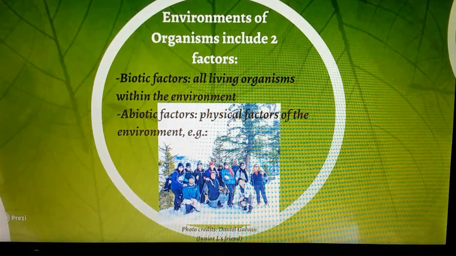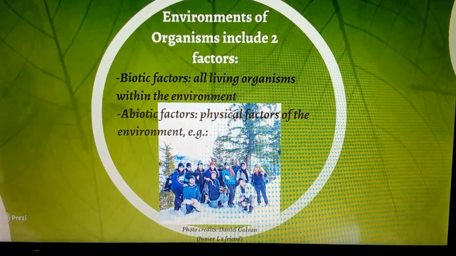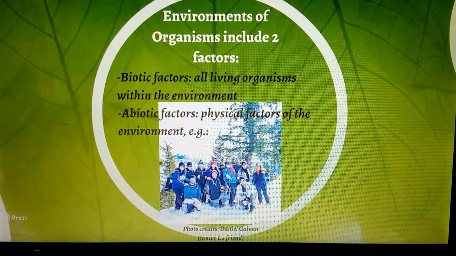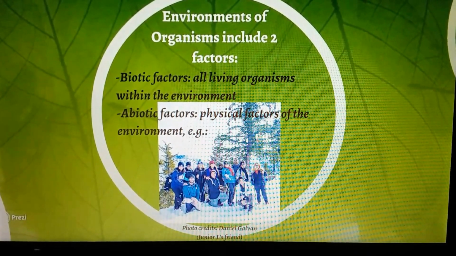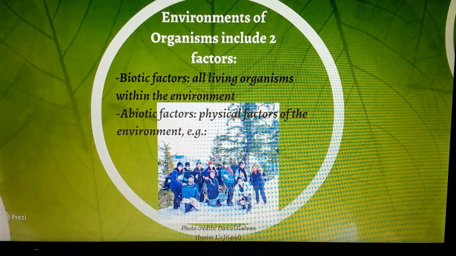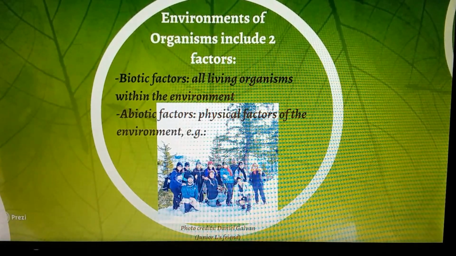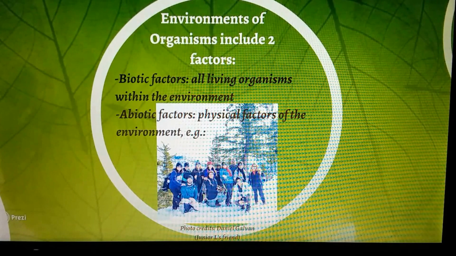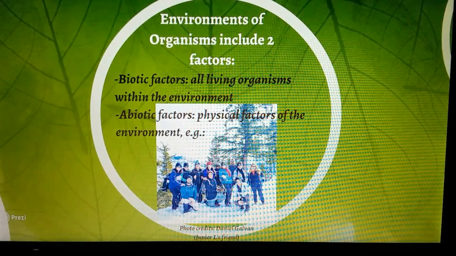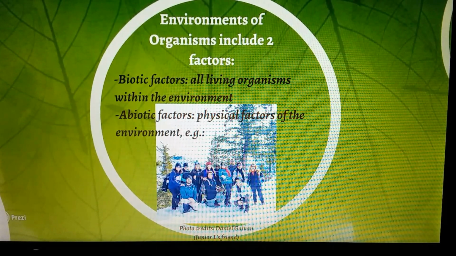So in an environment, there's two types of factors. The first one is biotic factors, or all the living parts of the environment, and the second one are abiotic factors, all the physical factors or the non-living parts of the environment. So abiotic, a meaning not and bio meaning life, so not life, and bio by itself just meaning life.